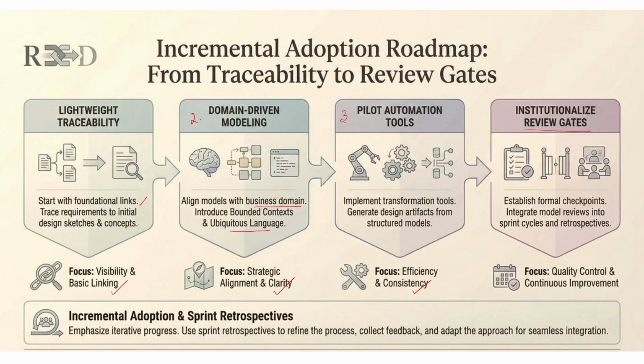The third step is going to be pilot automation tools. Usage of these tools is actually the main important phase where the translation happens, and this is going to generate the design artifacts from the structured models. So this is the main activity, and the last one is, once you have done this, we have to review it. By using formal checkpoints, we can go forward and go for the sprint cycles and other retrospectives. Okay, so this is actually the translation of requirements models to design models.